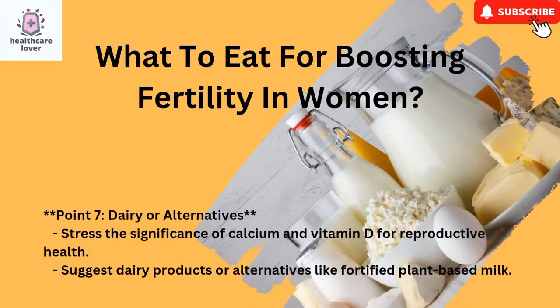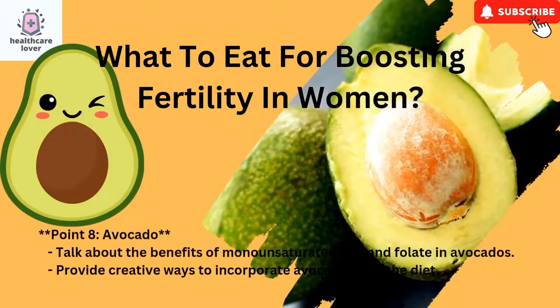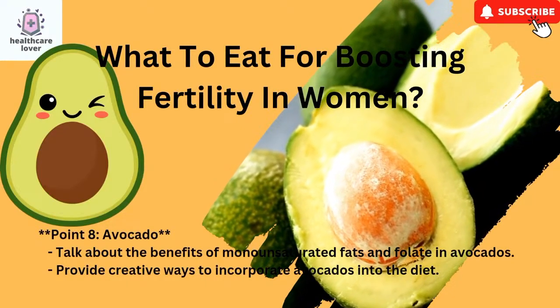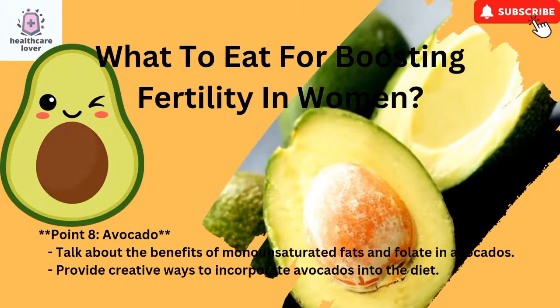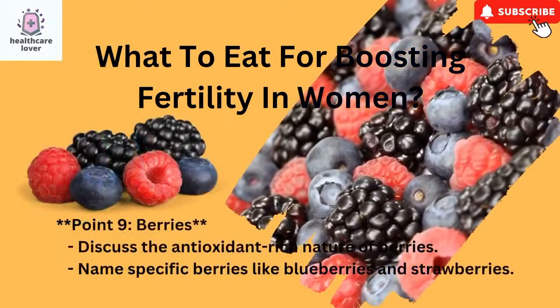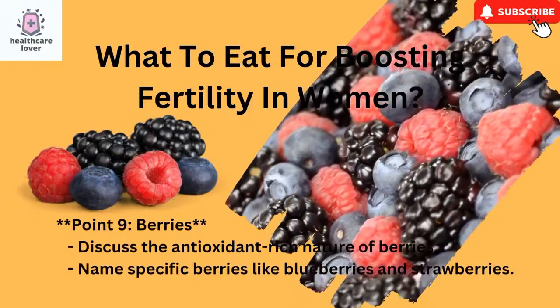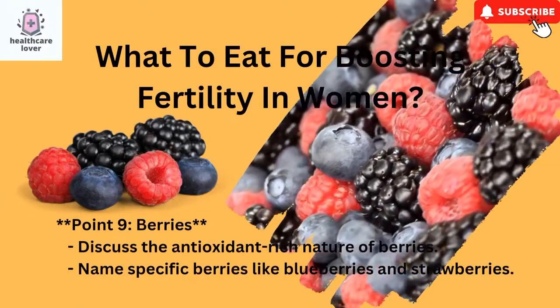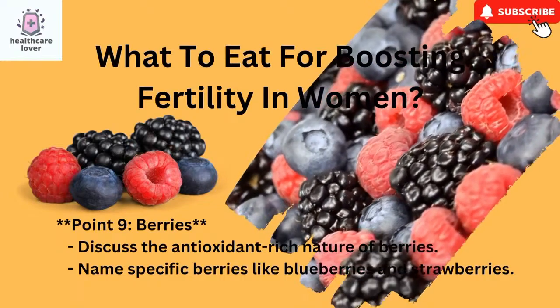Point 7. Dairy or alternatives. Stress the significance of calcium and vitamin D for reproductive health. Suggest dairy products or alternatives like fortified plant-based milk. Point 8. Avocado. Talk about the benefits of monounsaturated fats and folate in avocados. Provide creative ways to incorporate avocados into the diet. Point 9. Berries. Discuss the antioxidant-rich nature of berries. Name specific berries like blueberries and strawberries.